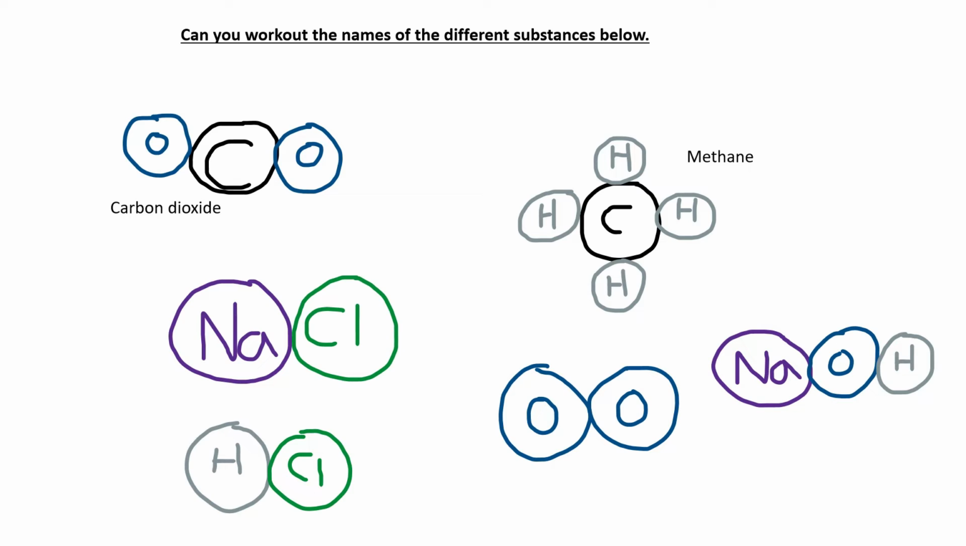The third substance is sodium chloride, table salt. The fourth substance is a gas called hydrogen chloride, and the fifth, a gas called oxygen. And the sixth, a substance called sodium hydroxide.